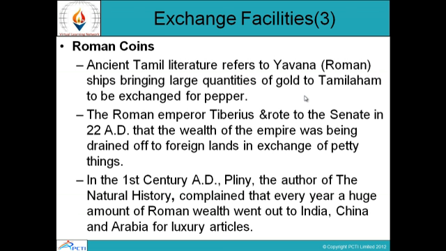Roman coins. Ancient Tamil literature refers to Yavana, Roman ships bringing large quantities of gold to Tamilham to be exchanged for pepper. The Roman Emperor Tiberius wrote to the Senate in 22 AD that the wealth of the empire was being drained off to foreign lands in exchange of petty things. In the 1st century AD, Pliny, the author of the Natural History, complained that every year a huge amount of Roman wealth went out to India, China, and Arabia for luxury articles.